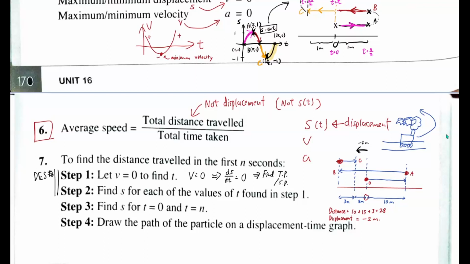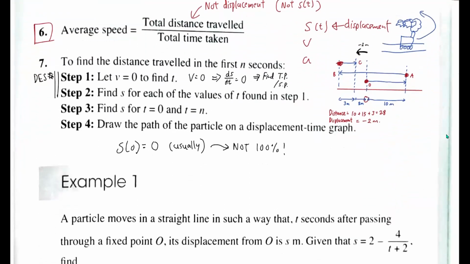For step 3, you want to find s for t equal to 0 and t equal to n. That's basically asking for the original position and the final position, because you're finding the distance traveled in the first n seconds. So t equal to 0 gives you the value of s at the beginning, and t equal to n gives you the value of s at the final position. Take note, most of the time when t equals 0, s is also 0. In other words, s of 0 equals 0 usually. But in more difficult questions, it's not always the case.